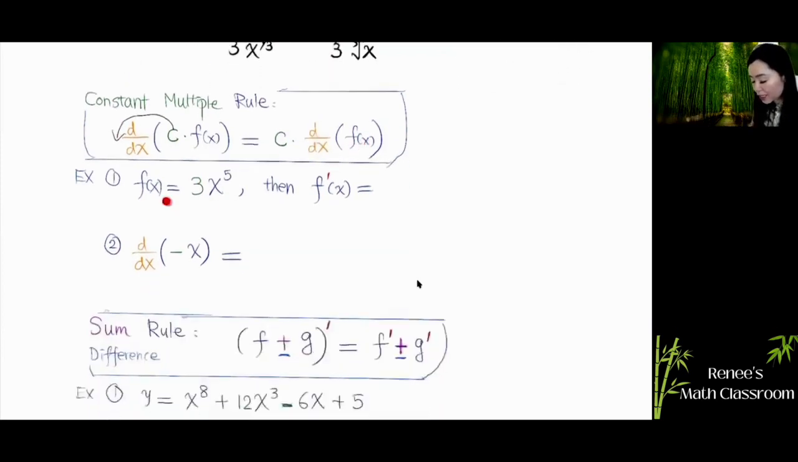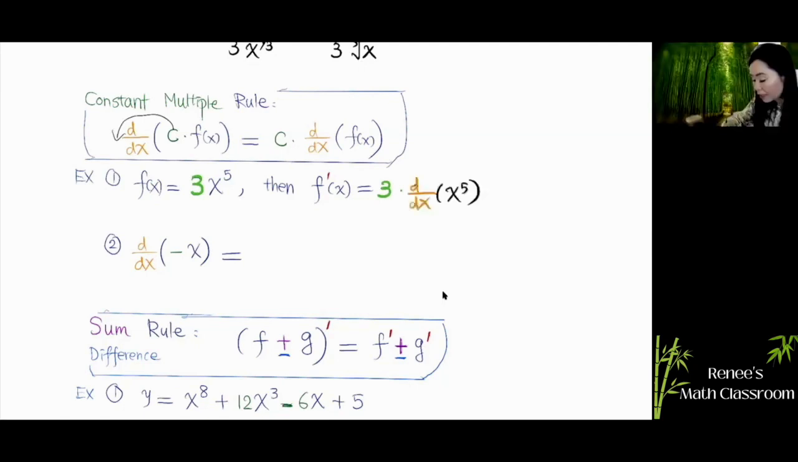Okay, let's try this example together. If f of x equals 3x to the 5th power, what will be f prime of x? So that will have this constant multiple, right? This constant multiple 3 will drop to the front. 15.